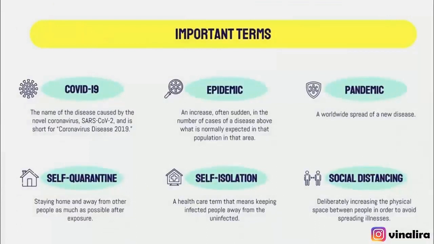We always start the lessons. Here are some important terms to build vocabulary skills. The first one is COVID-19. It's the name of the disease caused by the novel coronavirus SARS-CoV-2 and is short for coronavirus disease 2019. Epidemic: an increase, often sudden, in the number of cases of a disease above what is normally expected in that population in that area.